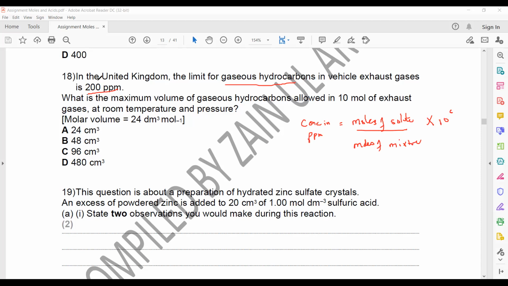So concentration in parts per million is given 200 for hydrocarbon. So this is 200. Moles of solute, what is a solute? The solute is a hydrocarbon which is present in the exhaust gas. So moles of hydrocarbon, I'm writing in short HC, divided by moles of the mixture. The mixture is the exhaust gases. So how many moles of exhaust gases are there? 10, into 1 million. So when we find the moles of hydrocarbon, it will be 220 multiplied by 10 divided by 1 million. So what's the answer for this?